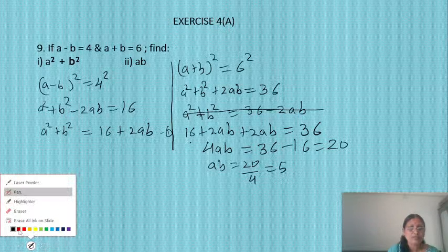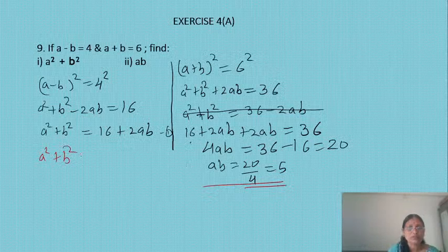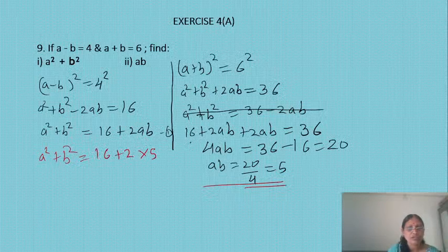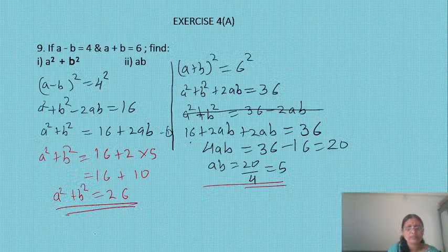Let us put this value of ab, which is 5, in equation 1. So we get a square plus b square is equal to 16 plus 2 into 5, the value of ab which we got. 2 fives are 10, so 16 plus 10 is equal to 26. Thus, a square plus b square is equal to 26 and ab is equal to 5.